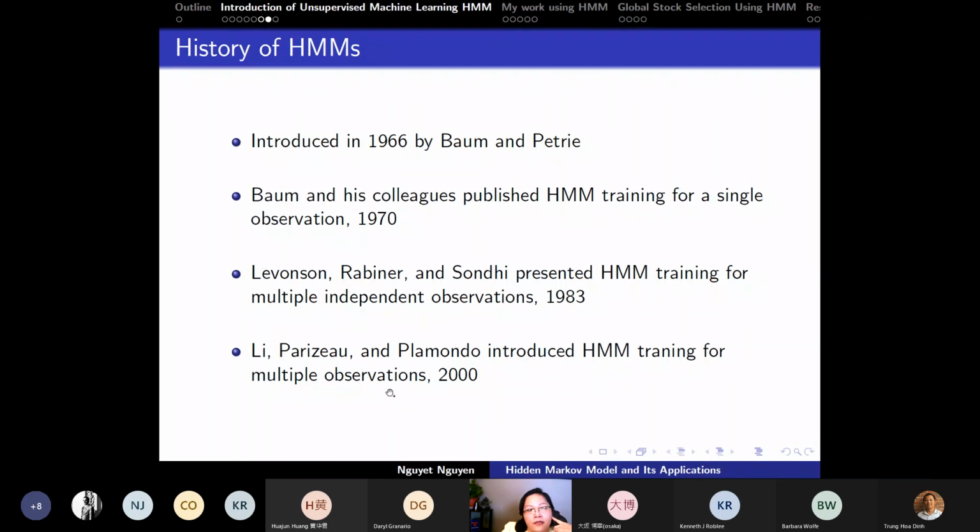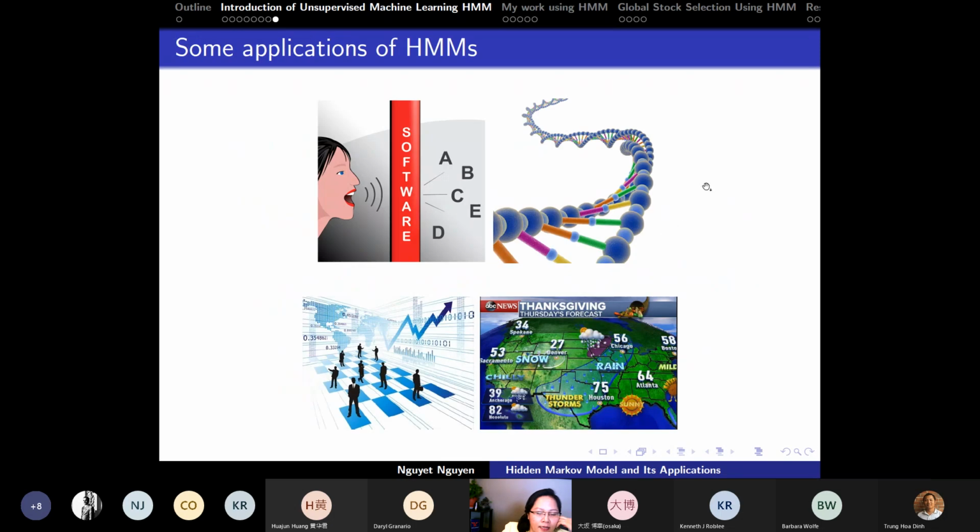So this model still continues to improve over time. That's why I really like this one, and it has many applications in real life. The first application of this model is speech recognition. When they hear a sound, they can recognize the words behind the sound. And they have applied this model to bioinformatics, finance, and weather forecasting.